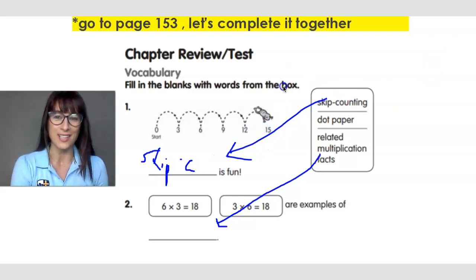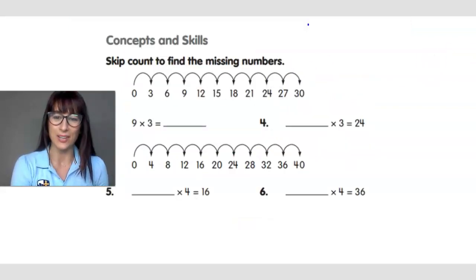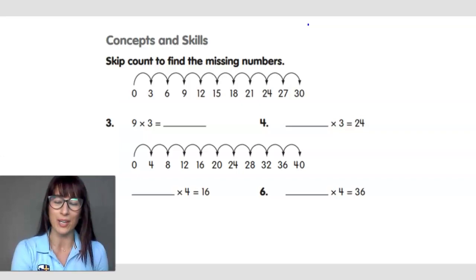Okay, let's go to the next exercise. Here we have number 3, they're asking us to skip count to find the missing numbers. Here we have the skip count from 0 to 30, and we need to find what is 9 multiplied by 3. So I'm going to have to skip count 9 times. So let's do it. 1, 2, 3, 4, 5, 6, 7, 8, and 9. And where did I land? I landed on 27. So I'm going to write the answer 27.